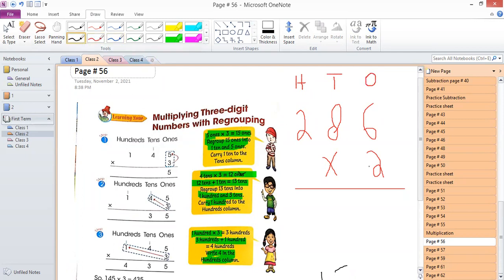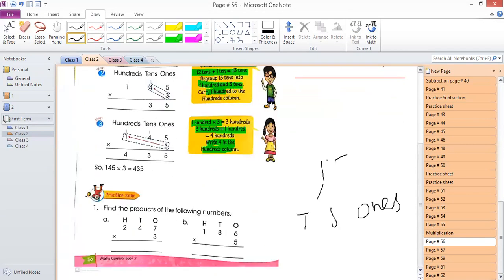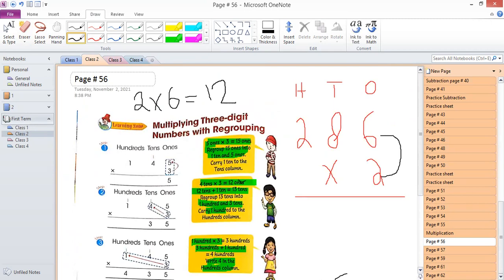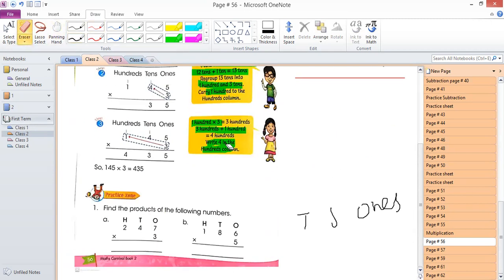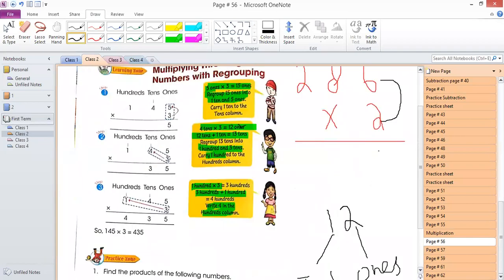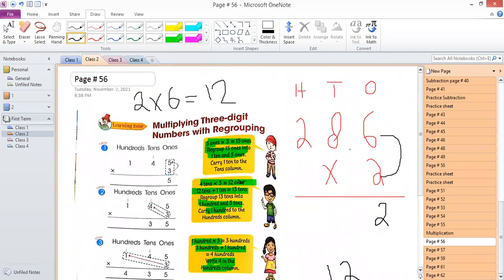So what you will do first, you will multiply this number by ones first. So 2 multiplied by 6. 2 multiplied by 6 equals what? 2 by 1, 2. 2 by 2, 4. 2 by 3, 6. 2 by 4, 8. 2 by 5, 10. And 2 by 6, 12. So in 12, guys, there are 2 digits: 1 ten and 2 ones. So you will only write the ones here and you will regroup the tens with the tens.